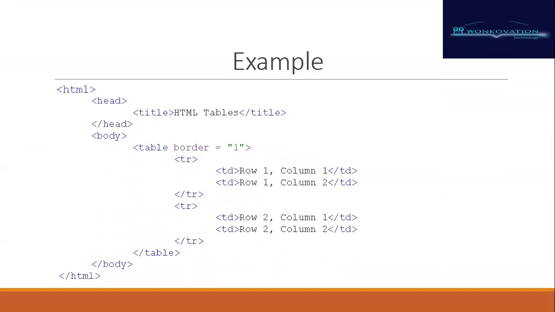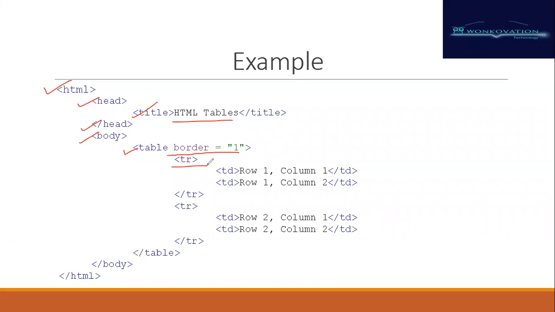There should be no bold, no italic, nothing else. It will be regular text aligned to the left-hand side. Taking an example, over here we have written the HTML tag and the head. Inside it we have written the title, HTML Tables, and closed the title. Then we closed the head and opened the body. Inside the body we wanted to create a table, so we gave the table tag, and we gave the attribute border 1, so that the border is visible to us inside the table. Then we write the table row.